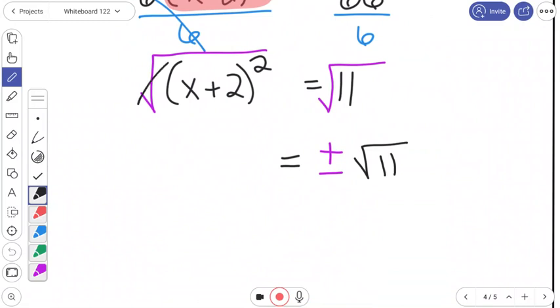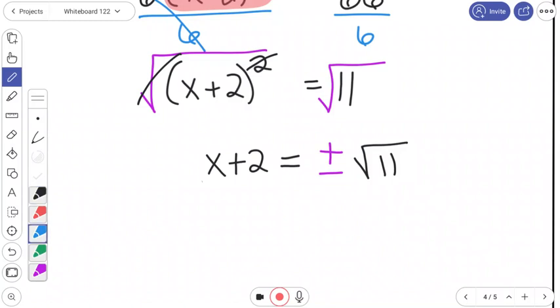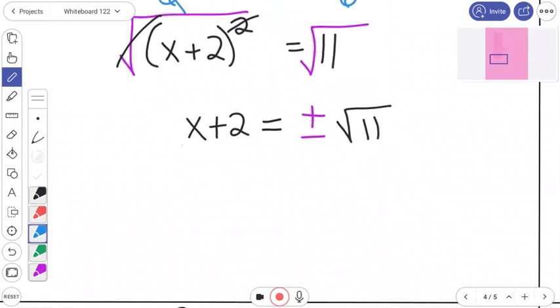And on the left side, square root and squared, they undo each other. So we're left with x plus 2. And because we're left with that, we don't actually need our parentheses anymore. That's all that's left over on the left side of our equation. But I still need to get x alone, and I've got that plus 2 in my way. So minus 2 from both sides of our equation.